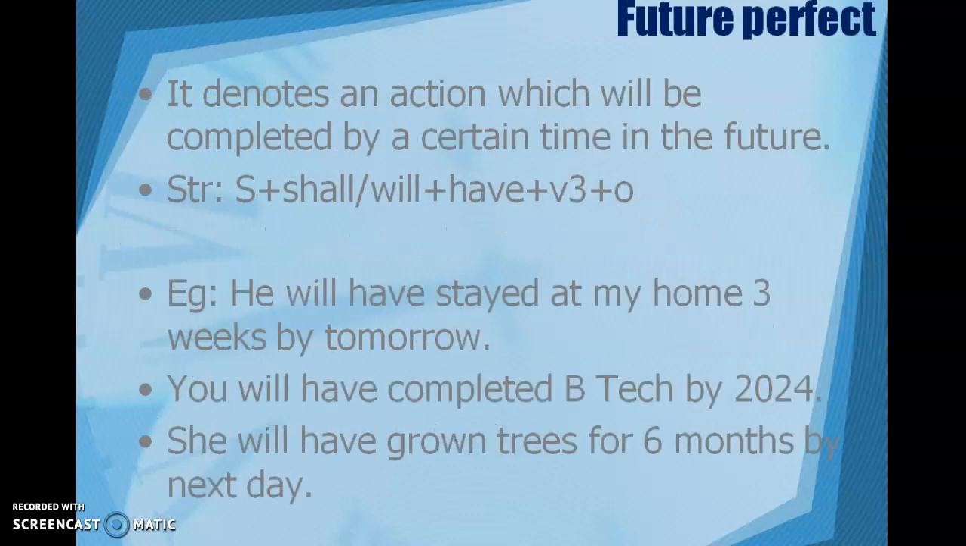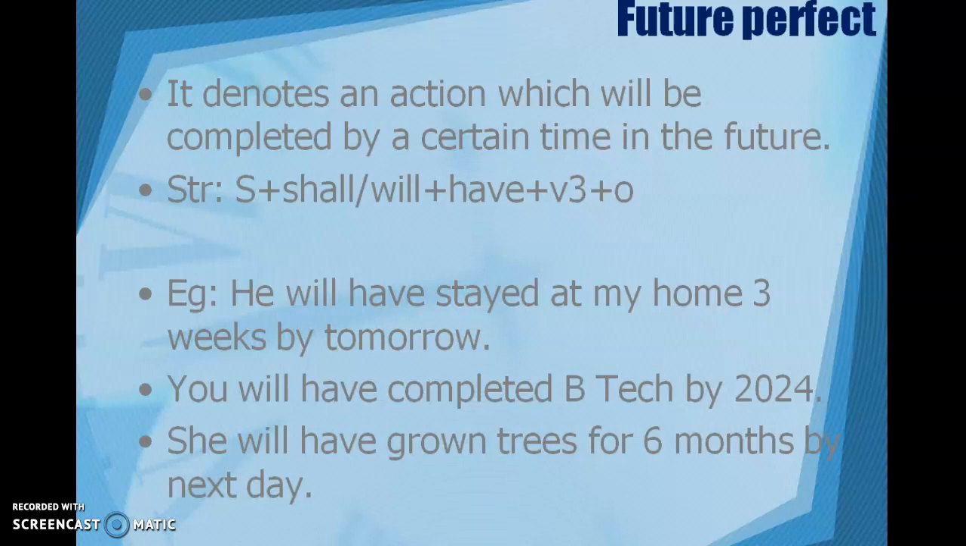The next tense of future tense is future perfect. Future perfect tense denotes an action which will be completed by a certain time in the future. You have to understand by this: an action completely completes in the future. We are talking about the future action completed. The structure is subject, shall or will plus have plus V3, past participle form plus object.